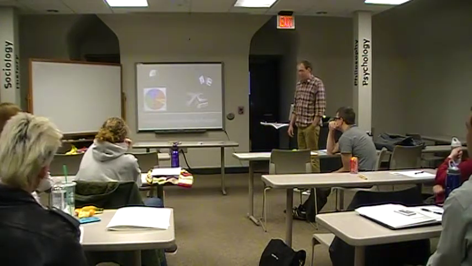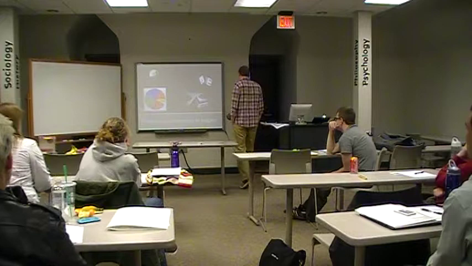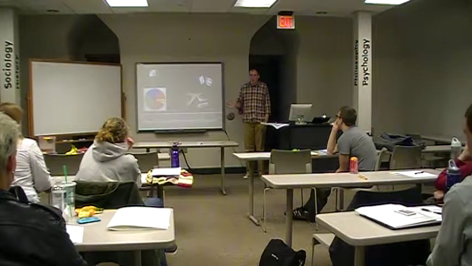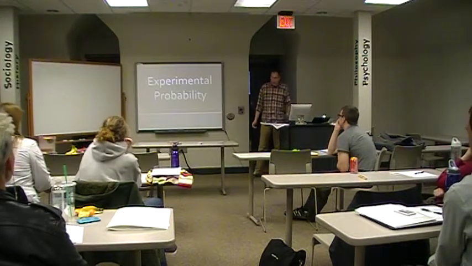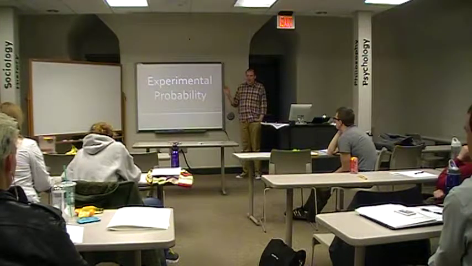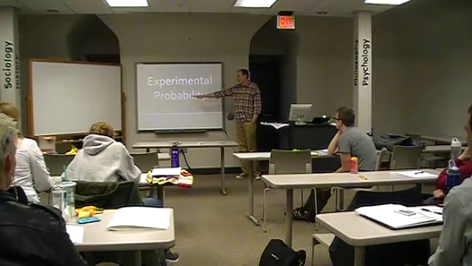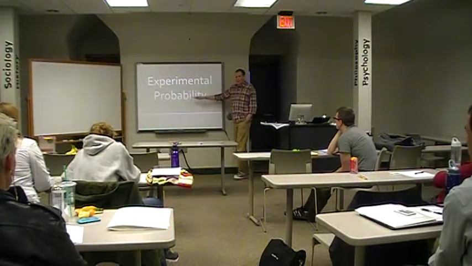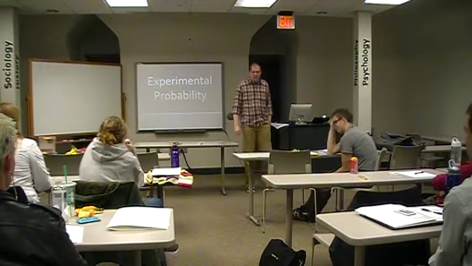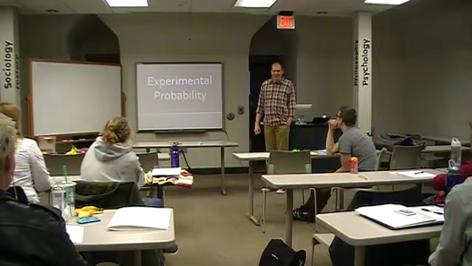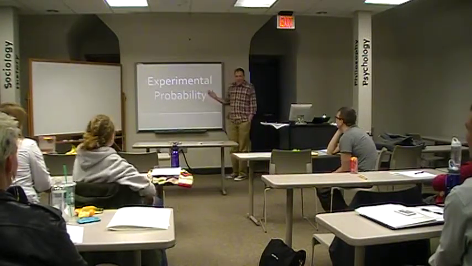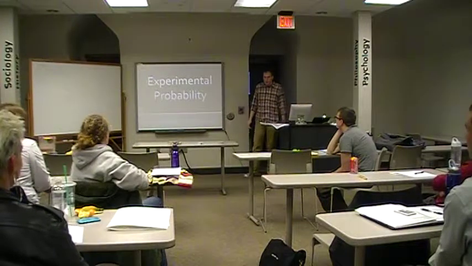That's all it is. So, we're going to talk about a specific type of probability because there's more than one type. The type we're going to talk about is experimental probability. If probability means how likely something is to happen, what do you think experimental probability might be hinting at? Experimenting. Yeah, that's exactly right. You're going to actually do an experiment.